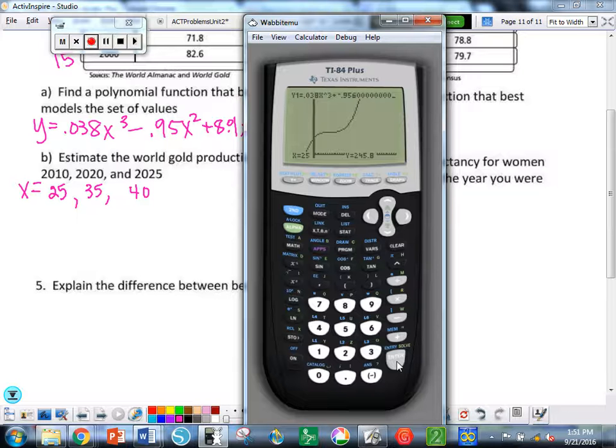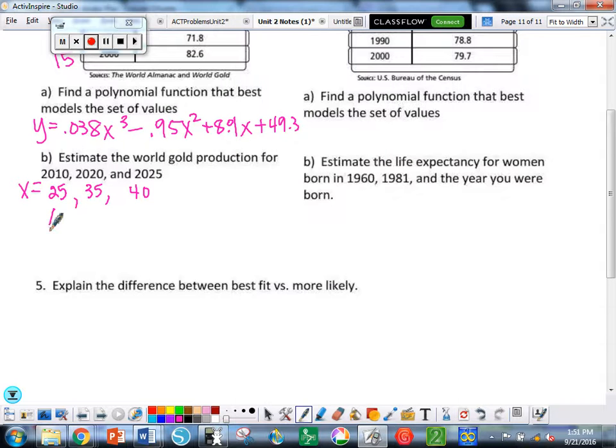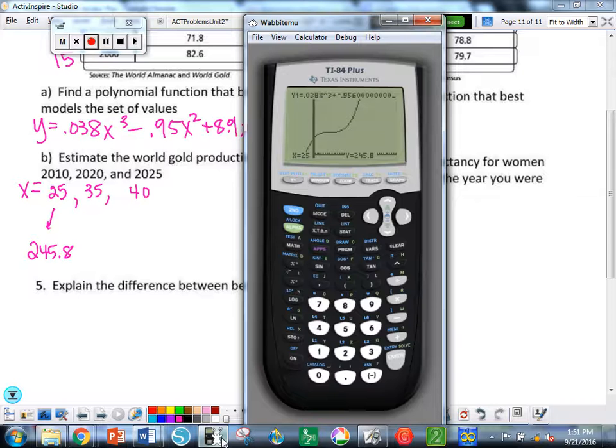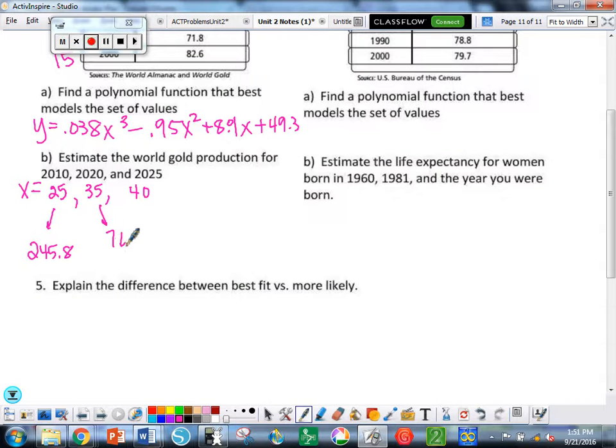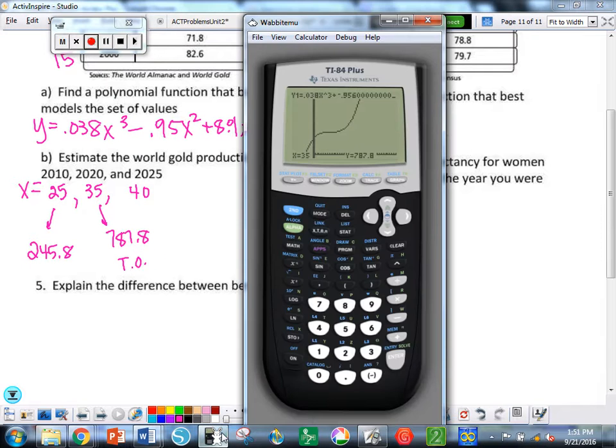So in 2010, there will be 245.8 troy ounces, whatever that means, in gold. I should look up better studies because these are dumb. If I want to know what happens in year 35, what do I do? Trace, then what? 35? 787.8 ounces. I don't know what that is. Okay.